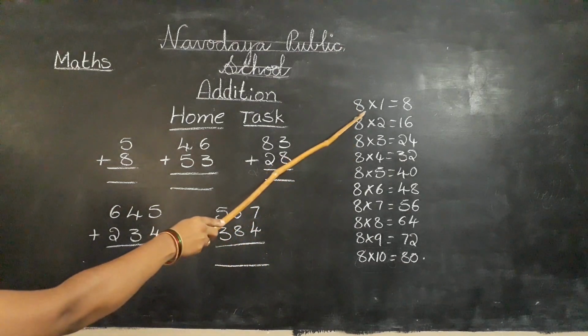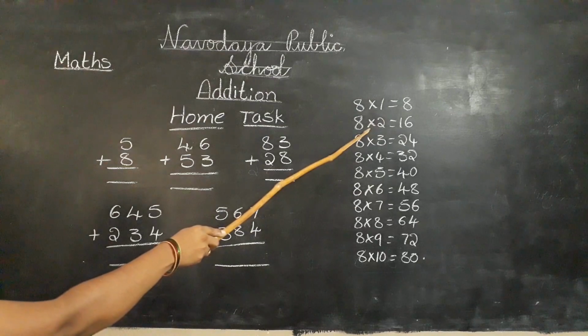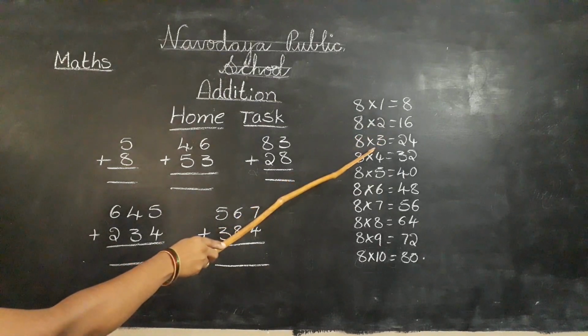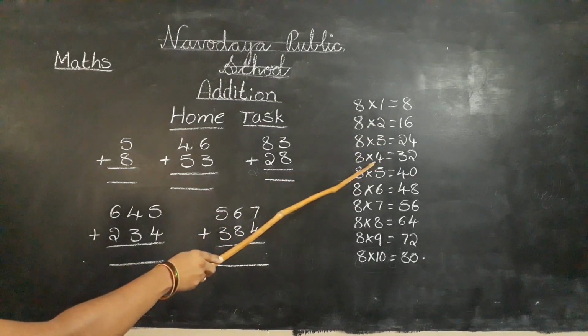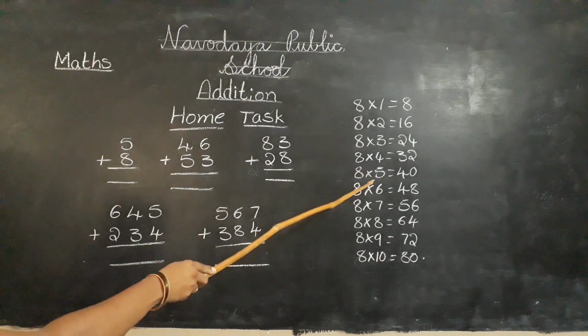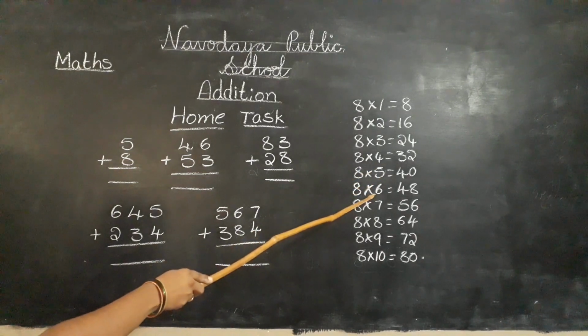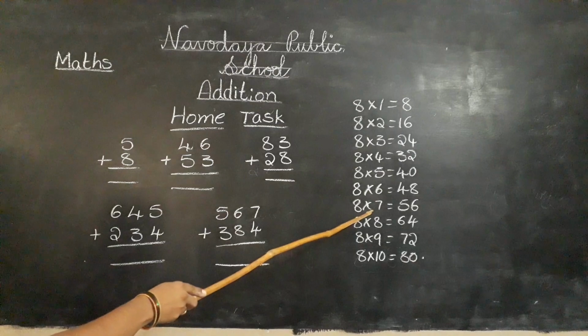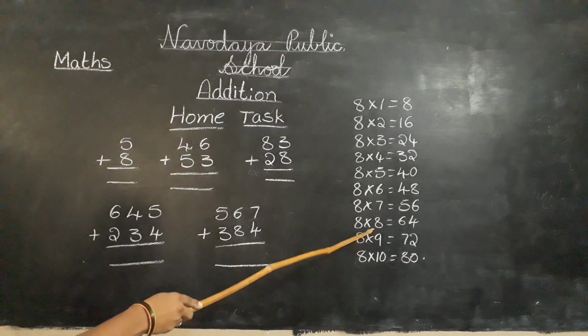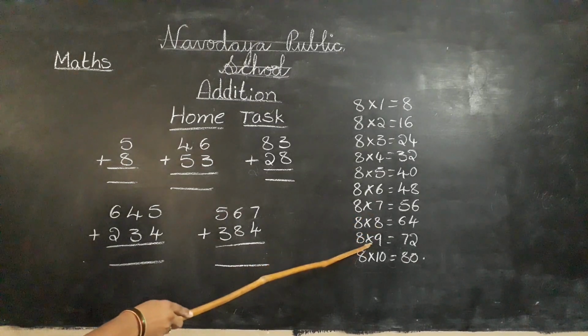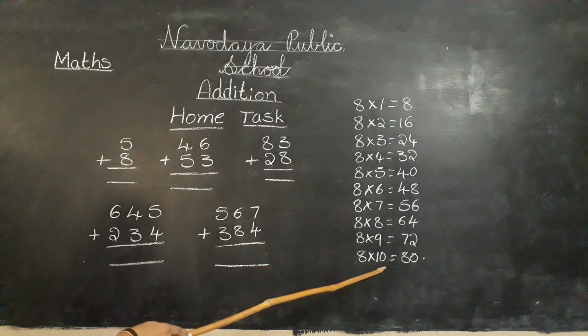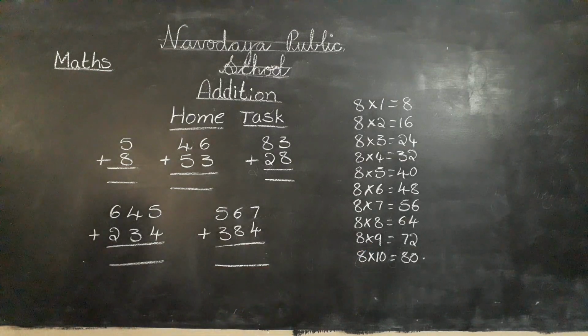8 ones are 8. 8 twos are 16. 8 threes are 24. 8 fours are 32. 8 fives are 40. 8 sixes are 48. 8 sevens are 56. 8 eights are 64. 8 nines are 72. 8 tens are 80. Okay children?